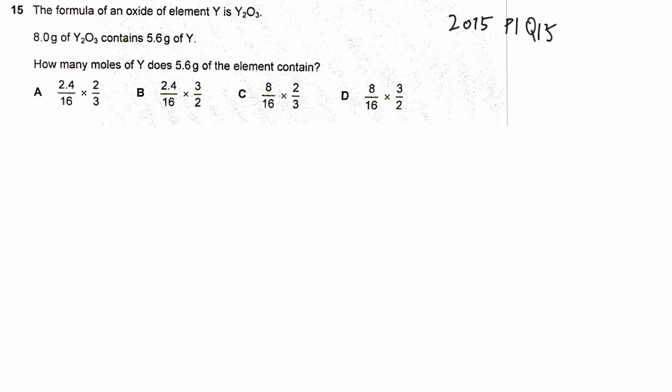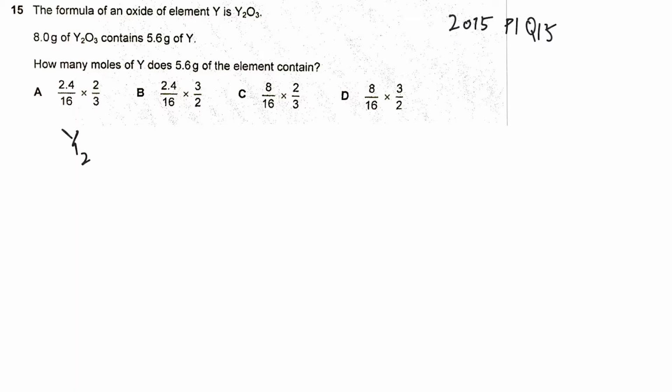The formula of an oxide of an element Y is Y2O3. 8 grams of Y2O3 contains 5.6 grams of Y. How many moles of Y does 5.6 grams of the element contain? Right, so how do we go about doing this question?